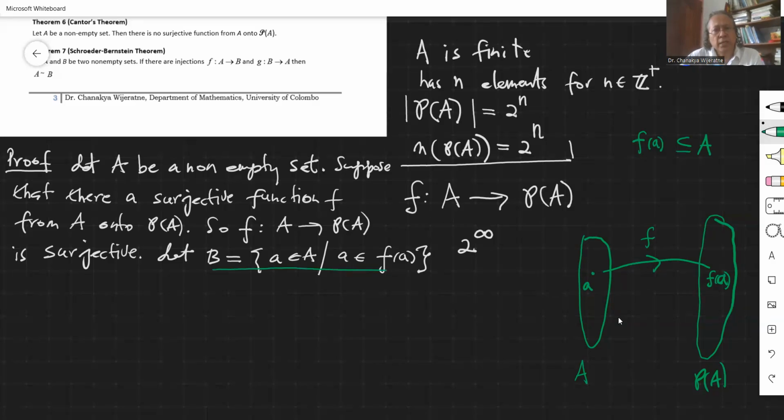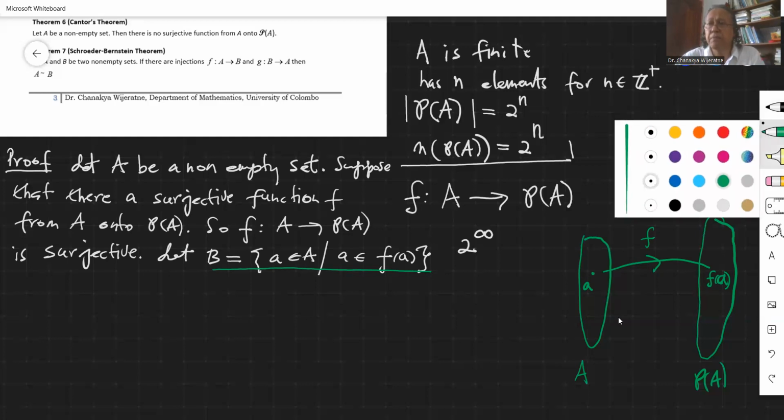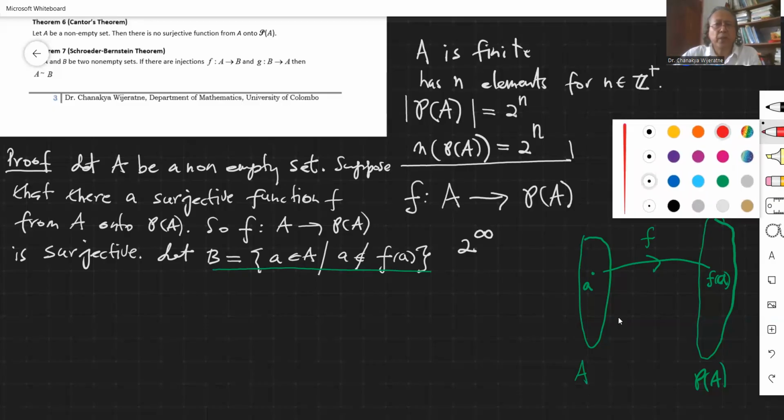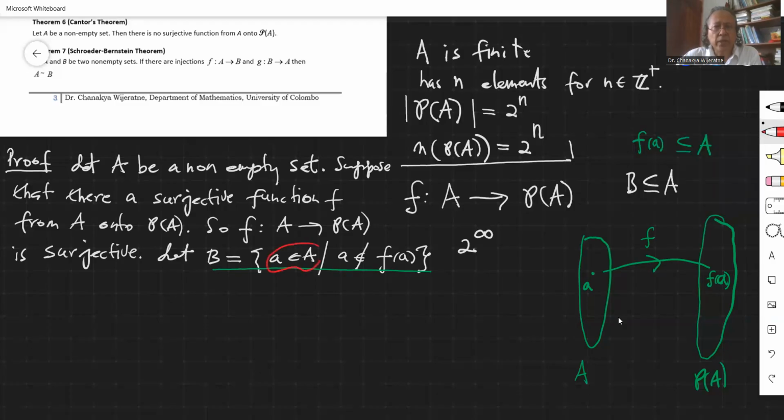that letting B be the set of elements a in A such that, I have made a mistake here, a doesn't belong to f of a, right? So f of a is a set, and we can consider this set, which is a subset of A. B is a subset of A because we say that a belongs to A. So therefore, B has to be a subset of A, right?